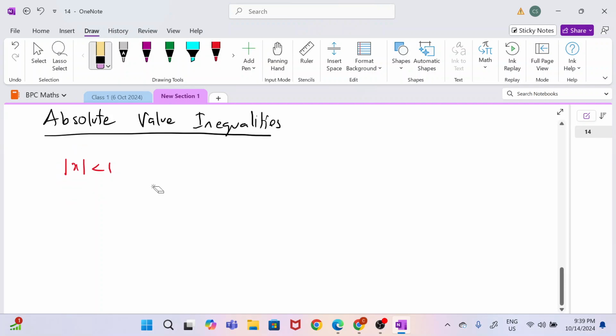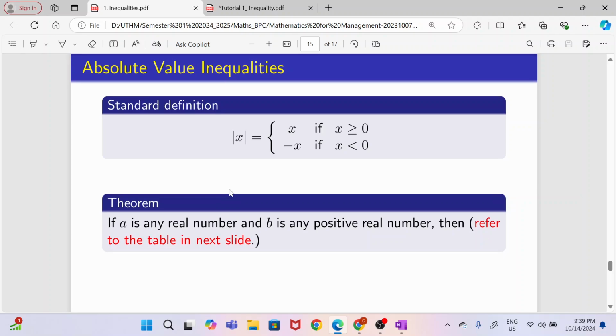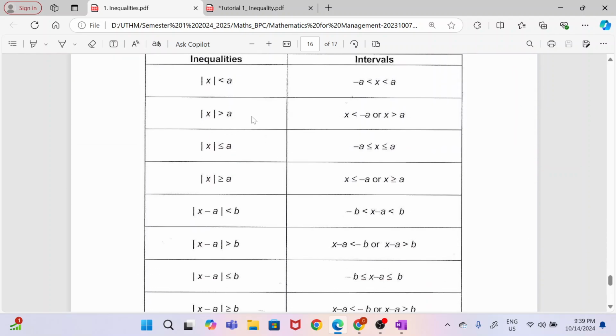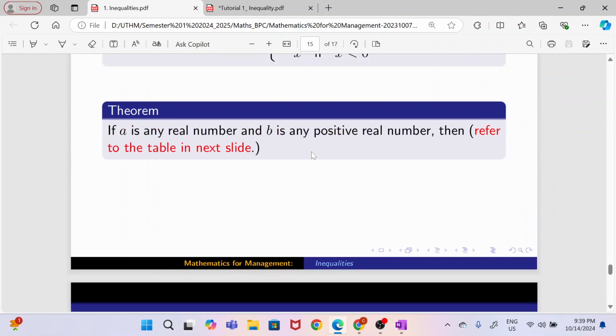This is mod x. If mod x is less than 1, then you can expand this absolute value like this, negative 1 less than x less than 1. Any number here you can expand like this. I have given that in the note here. All these are the formulas, or if you want to remember also can, but the more you do the exercise, the more you will understand. You don't need to memorize all these things.